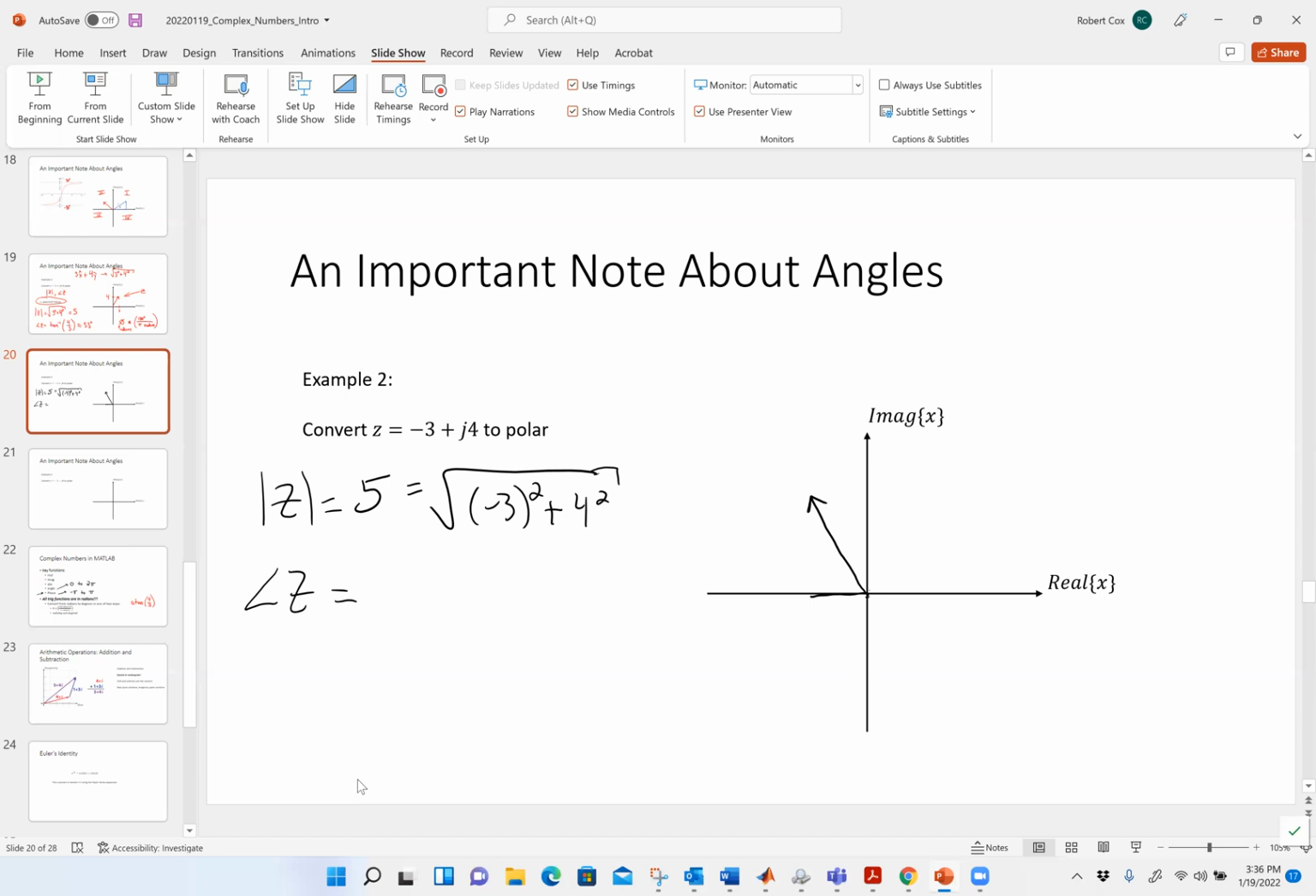If I'm talking about the angle here, how would I get the angle of this thing? So, tangent of, how do I do this? I would say the imaginary part over the real part, like that. Now, what angles did we say tangent was defined between? Pi over 2 and negative pi over 2? Yeah, so 90 degrees and negative 90 degrees.